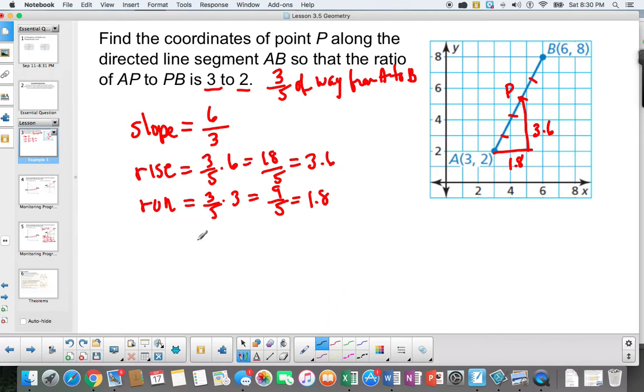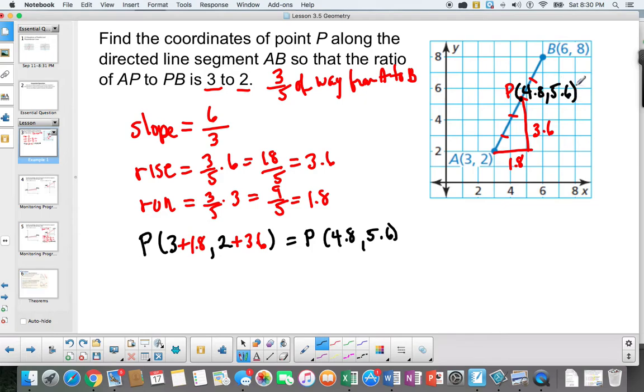So where's that going to put me? To get to P, I'm going to start at x equal to 3 and y equal to 2. I want to run 1.8, so starting at 3, I go over 1.8, and starting at 2, I rise 3.6. That's going to put me at the point 4.8, comma 5.6. So this point right here is 4.8, comma 5.6.